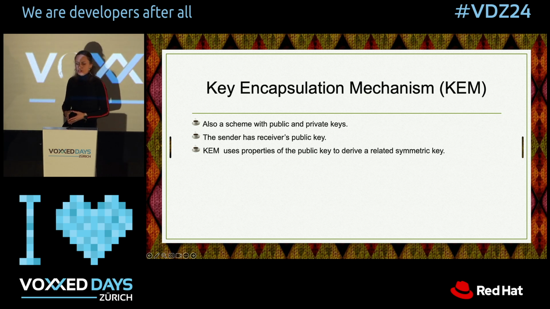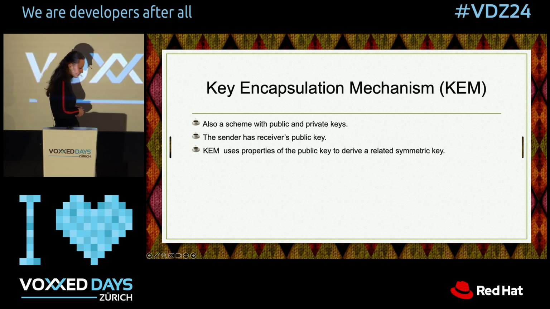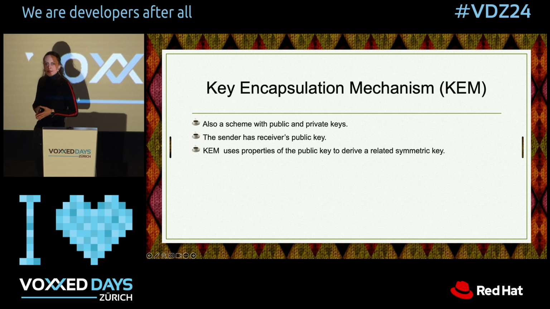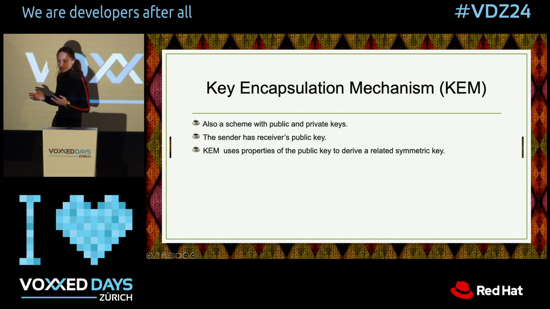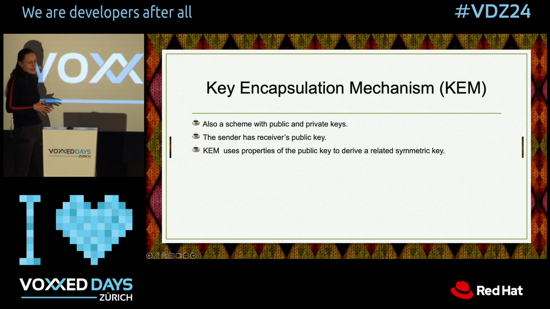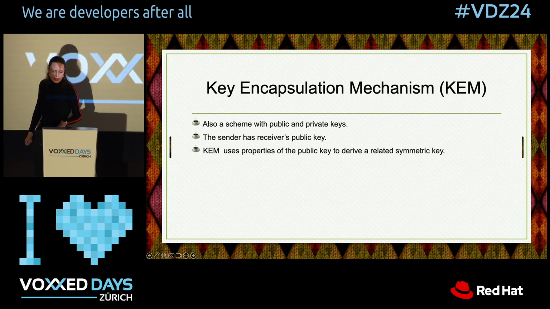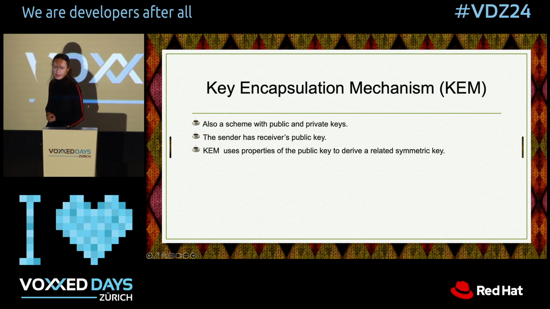Now, a key encapsulation mechanism is similar to other signature schemes, in that it has public and private keys. But in this case, the sender is using the public key to create a ciphertext, which is called an encapsulation. And it contains a randomly chosen symmetric key derived from the properties of a public key that was generated with a key pair. Now, unlike the traditional cryptography methods, this one does not require padding. So it takes a little bit less space.